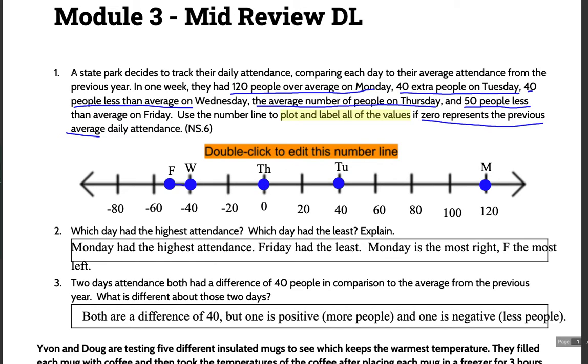And then 50 people less than average on Friday. So right here. Remember, 50 would be between 40 and, between negative 40 and negative 60. So it's here, not here. And yeah, there you go.